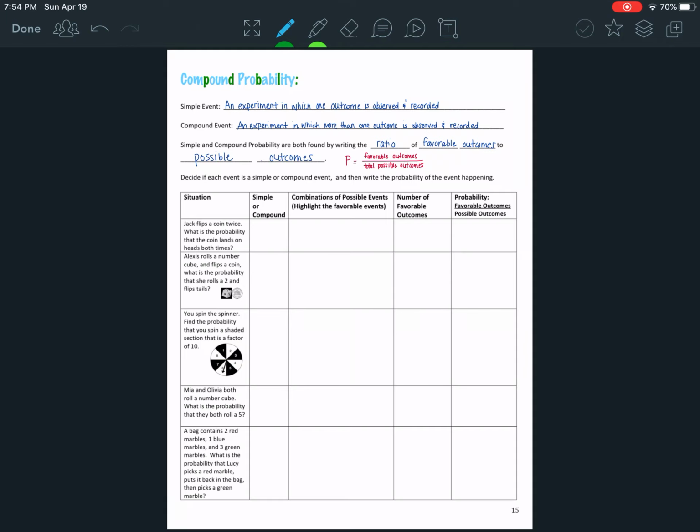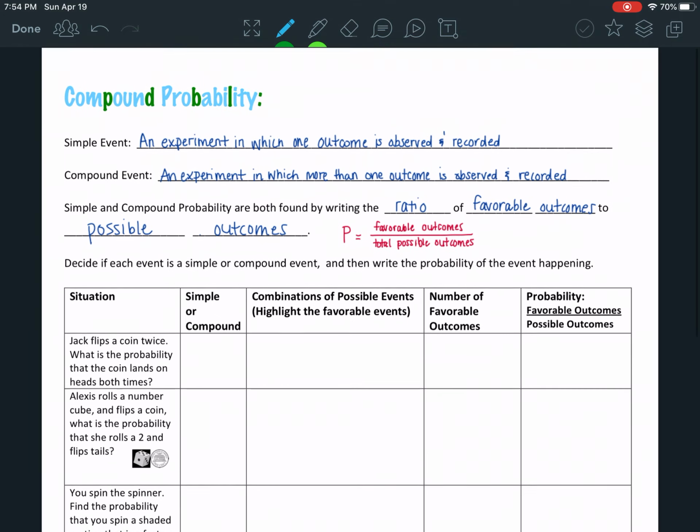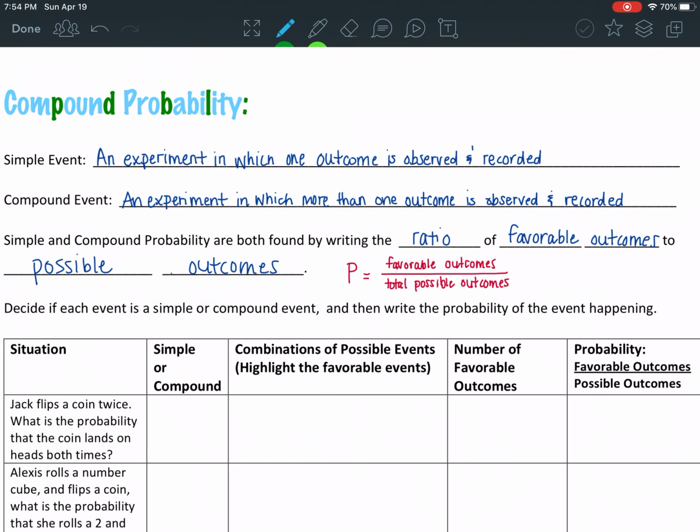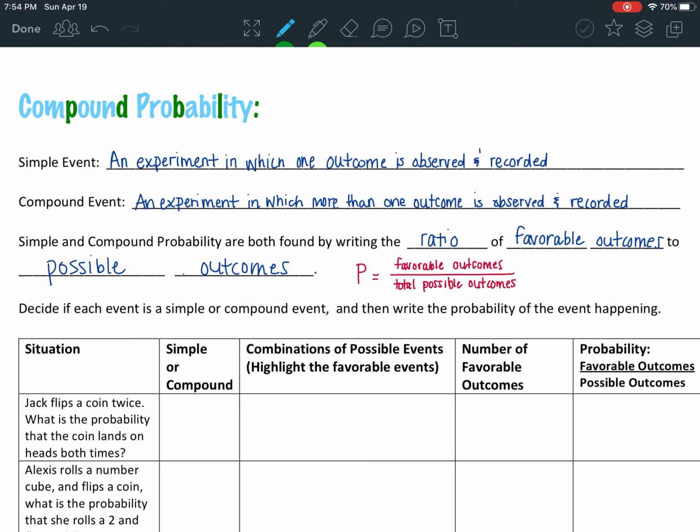So last week we did some tree diagrams, so compound probability, more than one thing that is happening, and then we listed out all total outcomes. Today we're still doing compound probability, and we may use some tree diagrams or other ways to organize the compound events, and then we're going to find probability of the actual two events happening, okay?